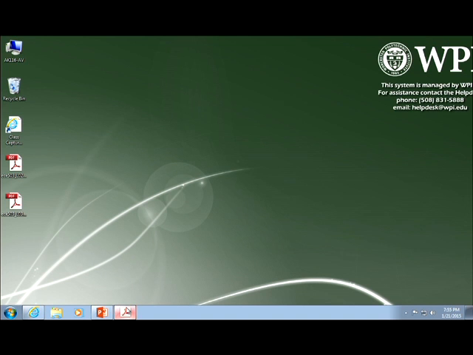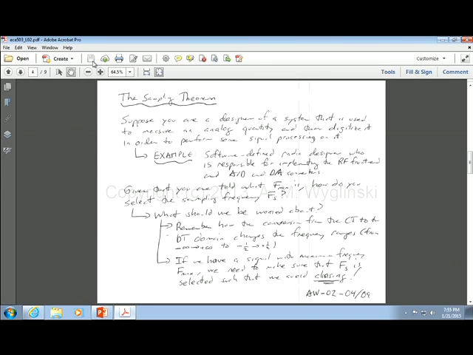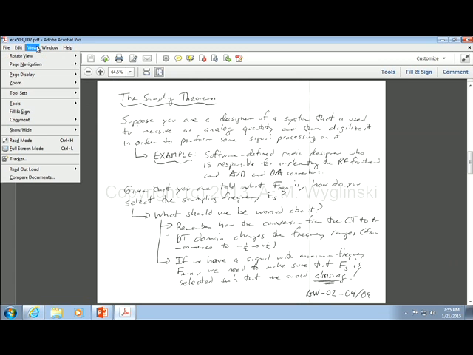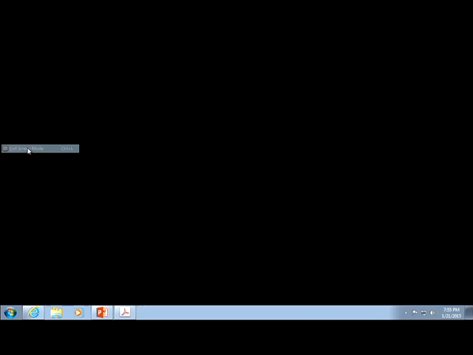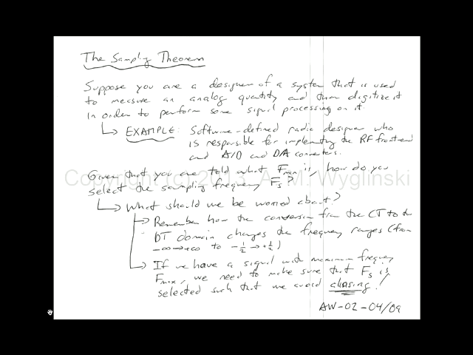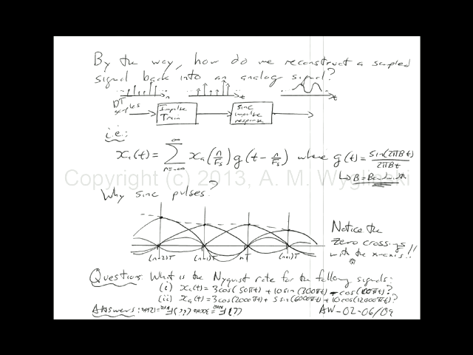In order to accomplish that, we need to develop some concepts on choosing the sampling frequency correctly. First of all, the conversion changes the frequency range from minus infinity to infinity to minus a half to a half, and if we don't choose FS correctly, we have aliasing.